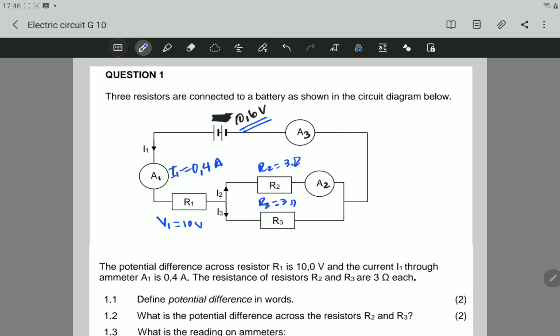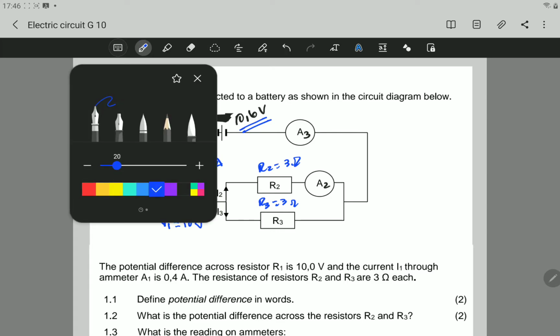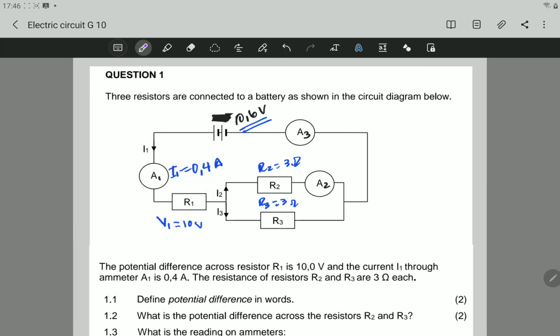Now before we go on, let me explain something because a learner asked me about this situation. Ammeters can only be connected in series. Why is that so? Ammeters have very low resistance. So let's say you connect an ammeter in parallel to a resistor. The current is going to flow through the part that has less resistance, so all the current will go through the ammeter and no current will flow through the resistor. That is why ammeters must always be connected in series.